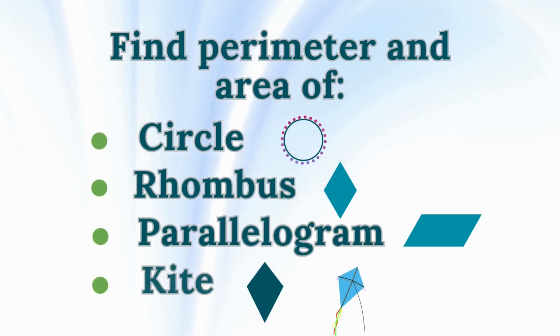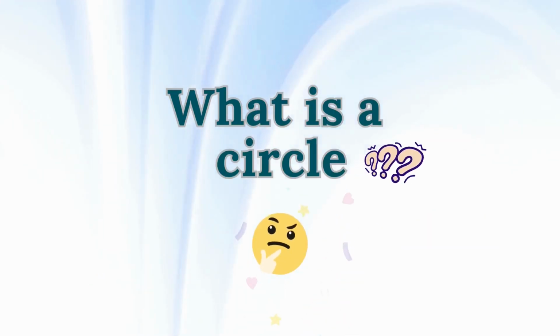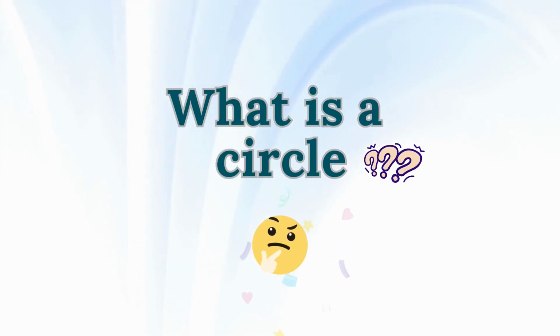In this episode, we'll learn how to find the perimeter and area of common two-dimensional shapes. We'll start with the circle, then move on to the rhombus, the parallelogram, and finally the kite. But before we find the perimeter, also called the circumference, and then the area of a circle, let's learn the basic parts every learner should know.